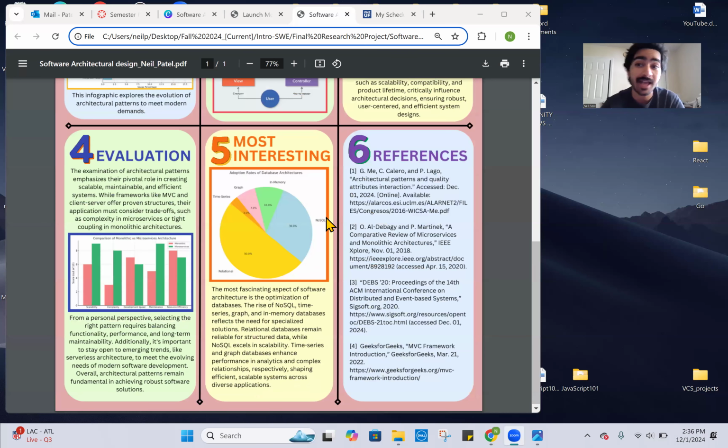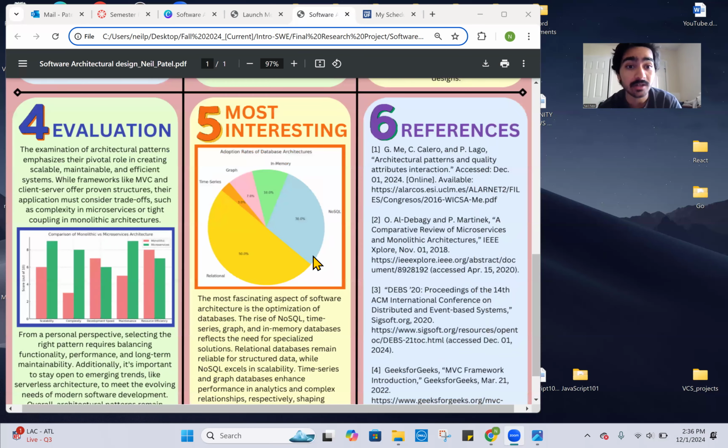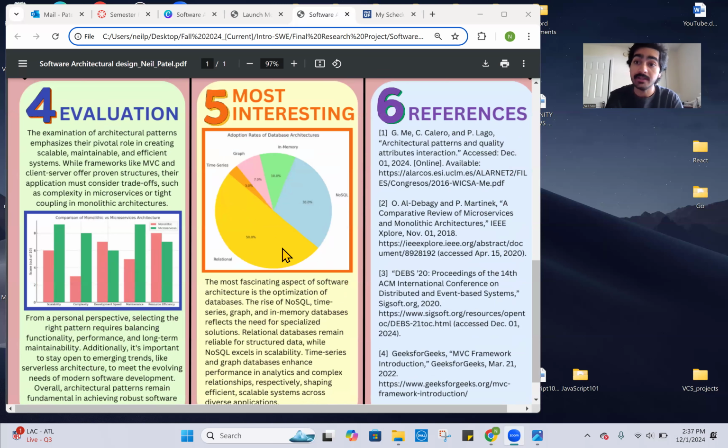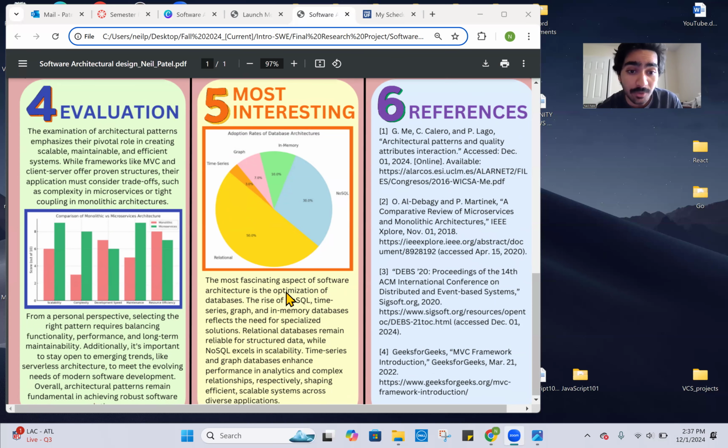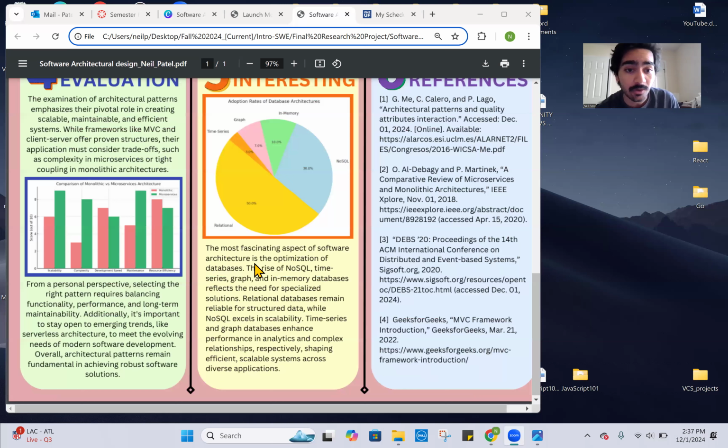I absolutely love databases and how they are all managed. So here, in the past, databases have been good, but they haven't been really good. And now getting into the modern age, we have really advanced these databases. You can see right here that the relational database is being widely used in most projects and designs when picking an architectural design, right? So the most fascinating aspect of software architecture is optimization of databases. We have optimized them a lot through the past. And so we have time series, graphs, in-memory, and yeah. And we use NoSQL and relational databases because of these reasons.